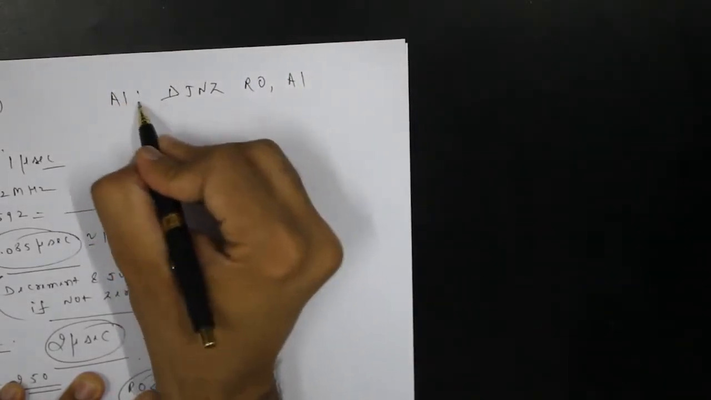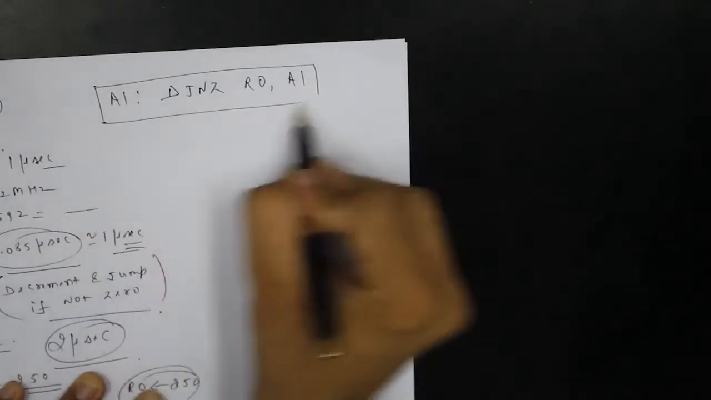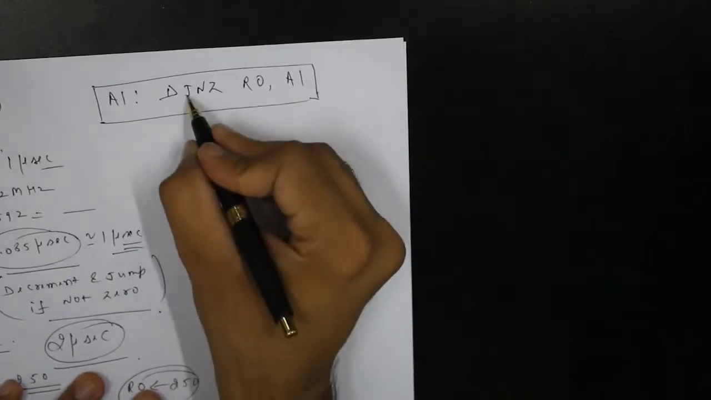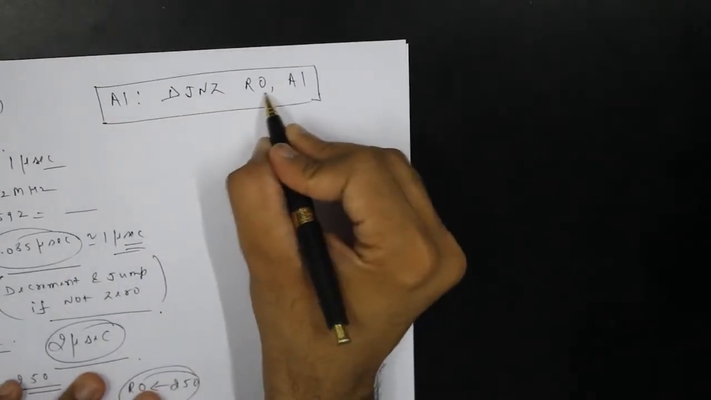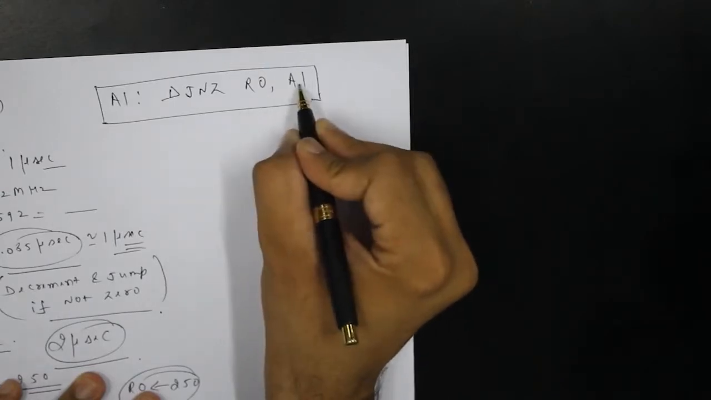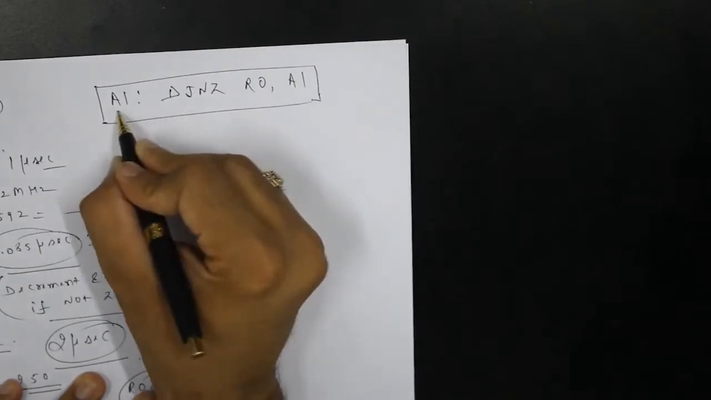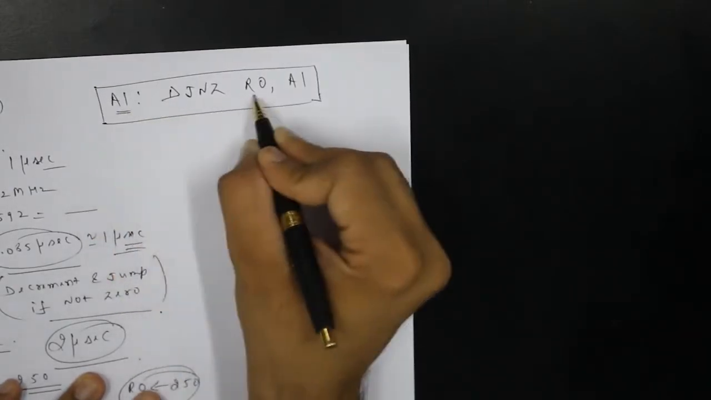If I put A1 label over here, what does it mean? This instruction has to be properly understood before moving further. This says decrement and jump if not 0, the contents of R0, right? And check if it is not 0, then jump to the instruction which is having a label of A1, which means the same instruction. A1 is a label which we have put in front of this instruction, right?